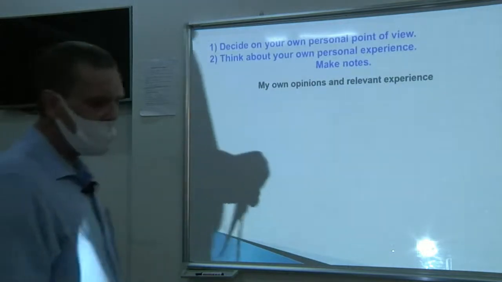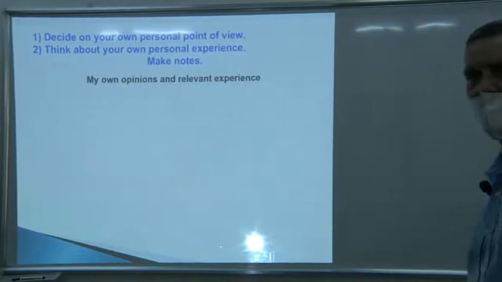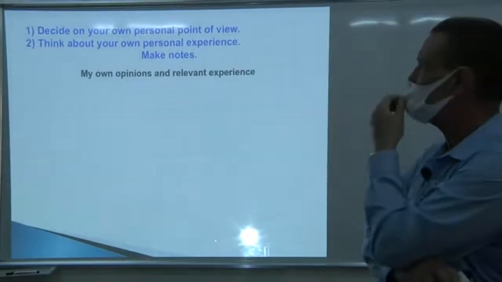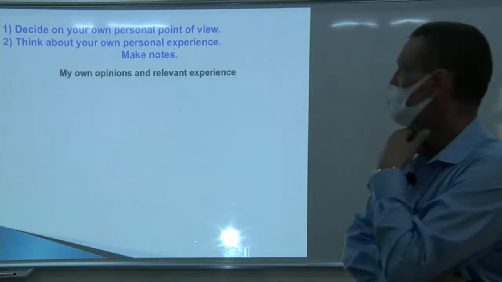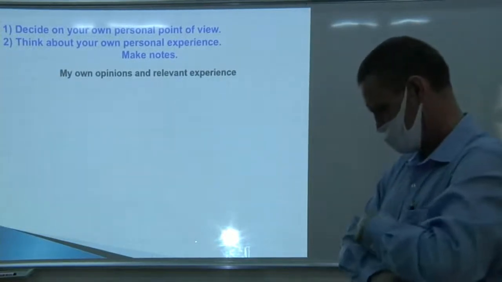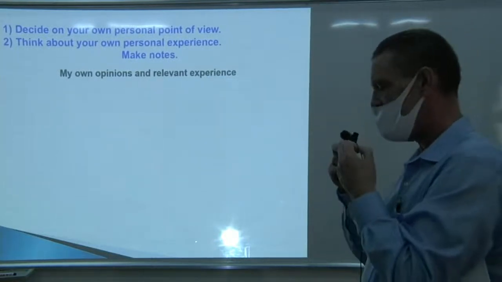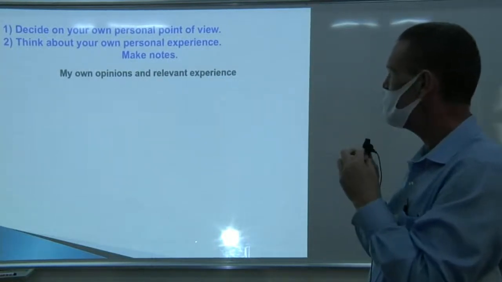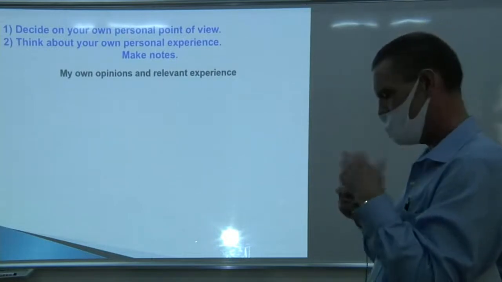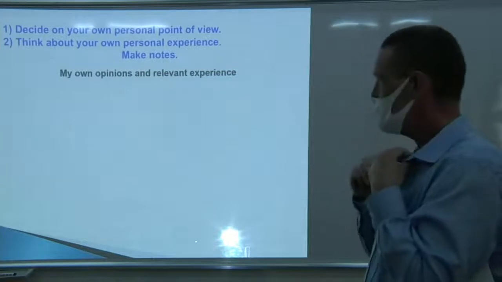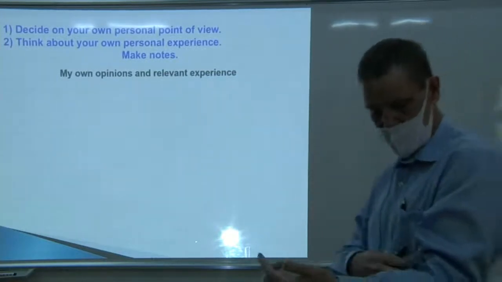First thing you do on task 2, read the question, and in about 2 or 3 minutes, you need to decide on your own personal point of view and think about your own personal experiences. So you don't have to have your own personal experiences in the answer, but you must tell us your point of view. You must tell us what your opinion is. Take 2 minutes. This is going to be the start of your homework.